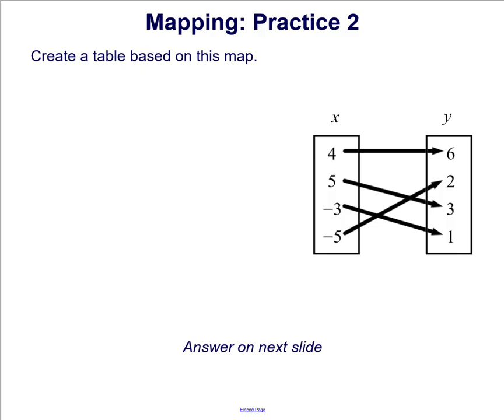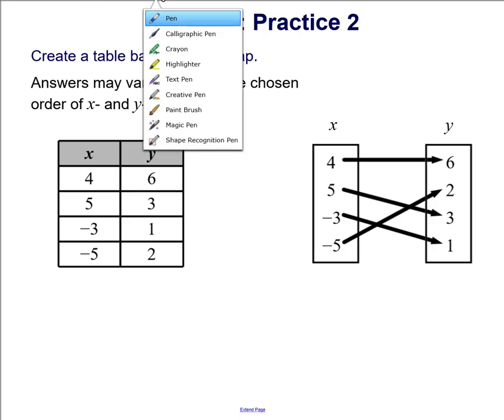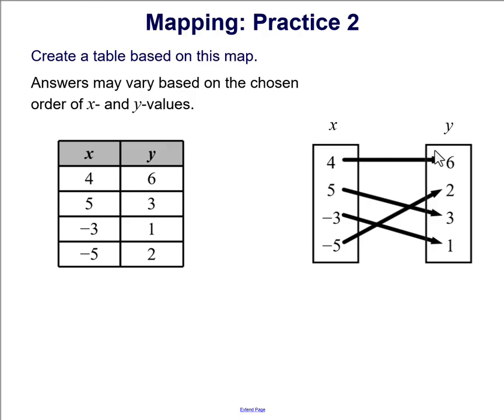And welcome back. Let's take a look at the table. So you'll notice that 4 maps with 6. So 4 maps with 6, so that's what we did here. We mapped 4 with 6. 5 maps with 3. So we put 5 here, we mapped it with 3. Negative 3 matches with 1. So we put negative 3 matching with 1. And then finally, negative 5 matches with 2. So we placed negative 5 with 2.